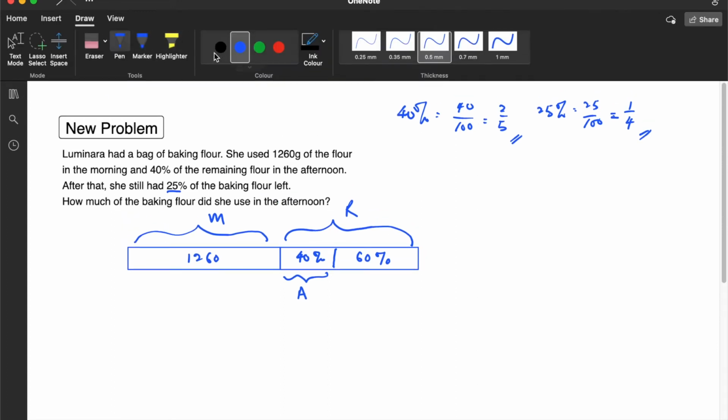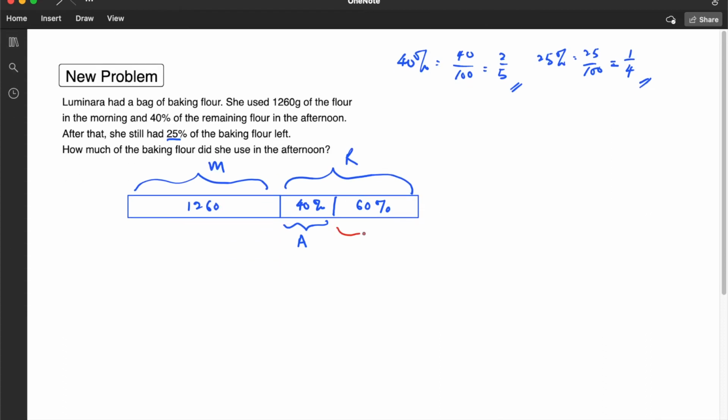So in other words, this part here is 25% of the total. Just take note, this same part is 60%, but of the remainder after the morning part is being used. But this 25% is the same part out of the total, the whole thing, in other words. So if this is 25%, then the other part here must be 100 minus 25, or 75%.